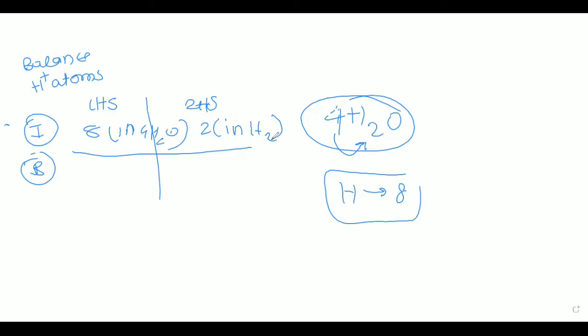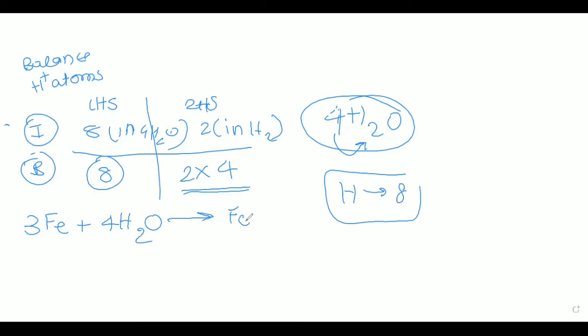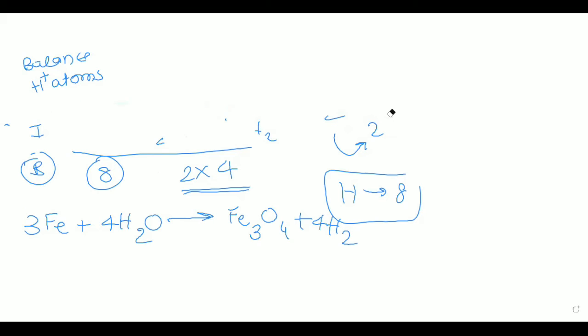Now we have to make sure that it gets balanced. So how can we balance? By keeping the LHS as it is and multiplying the 2 by 4. So what we'll get as the final answer is 3Fe plus 4H2O gives Fe3O4 plus 4H2.